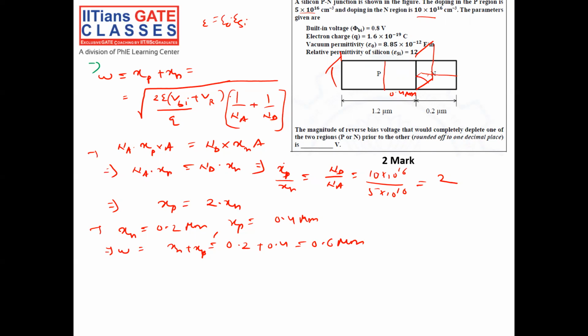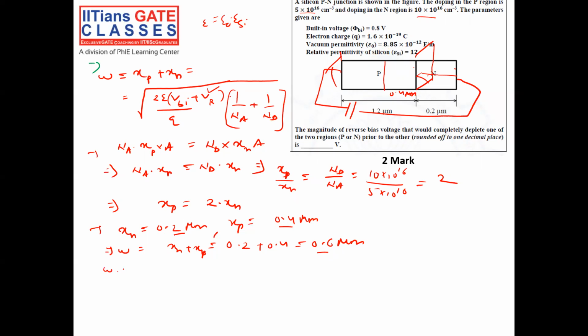So what I am calculating is this: when I go on increasing the reverse bias potential, the depletion width will move and try to reach the edge. At that point, the total depletion width on the N side is 0.2 micrometer and on the P side is 0.4 micrometer. So the total width is Xn plus XP, equal to 0.6 micrometer. I have to calculate at what reverse bias potential this will happen. We put everything in the equation.